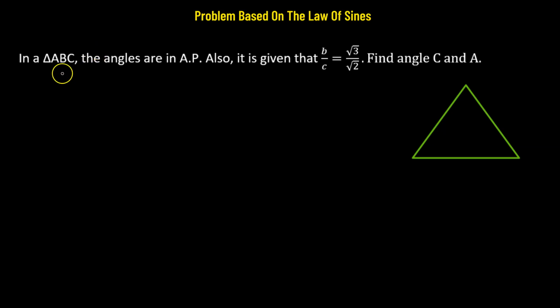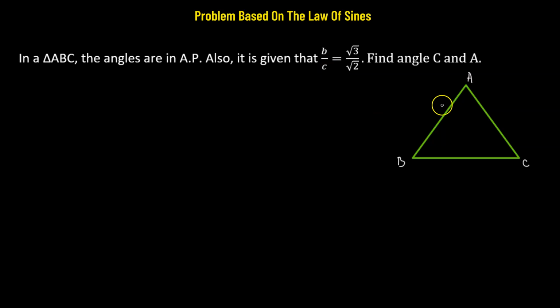So in this problem, we have a triangle ABC. So this is our triangle ABC. It's given here that the angles are in arithmetic progression. Also, the ratio of the sides b over c is given as square root of 3 over square root of 2. So we need to find out the angles C and A.